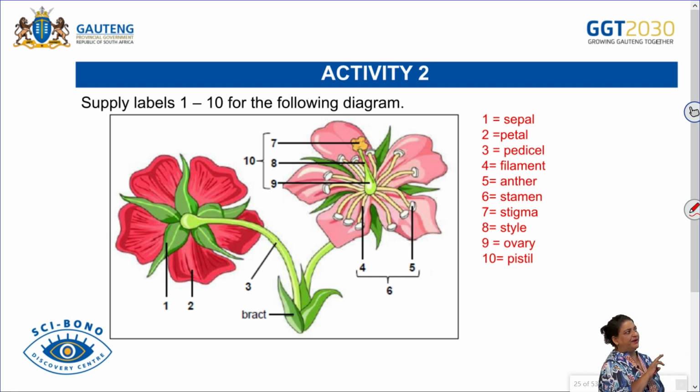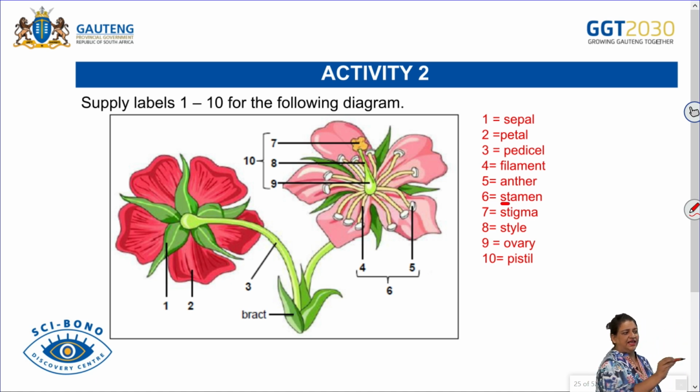Remember, you must know all the parts. That 4 is what? That's your filament. You can see the filament is inside. It's protected by the flower petals, right? The filament is protected by the petals of the flower. It's inside. There's your anther, which is number 5. 4 and 5, filament and anther, form number 6, which is your stamen.